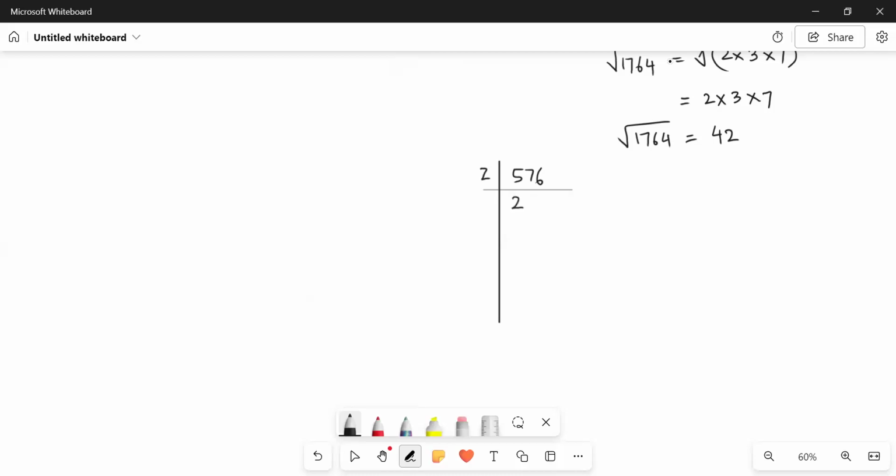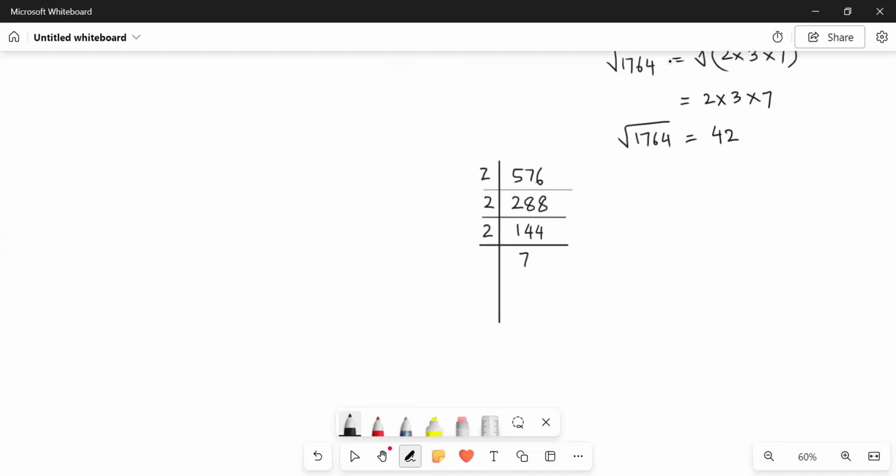2 2s are 4, 1 is remainder, 1 7 17, 2 6s are 12, 2 7s are 14, 2 8s are 16. Again 1 is remainder, 1 6 16, 2 8s are 16. Now this is an even number, so 2 1s are 2, 2 4s are 8. Again it's an even number, so we are going to divide it with 2.